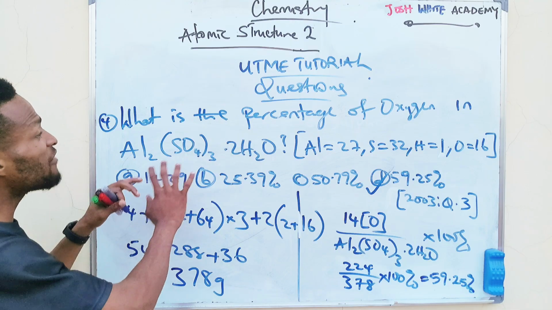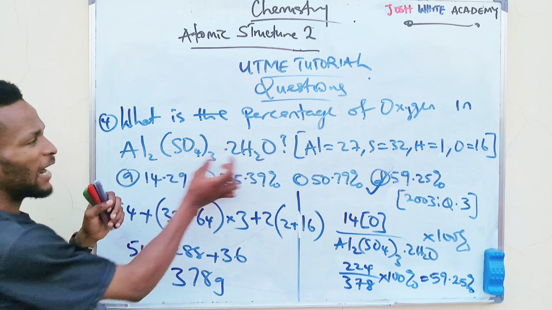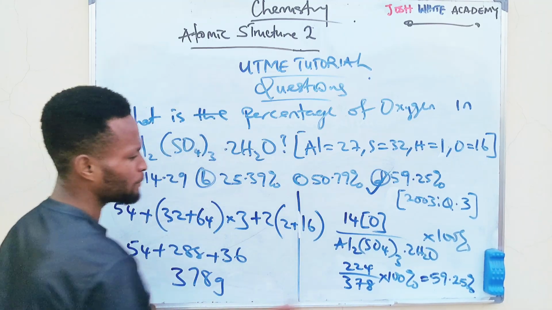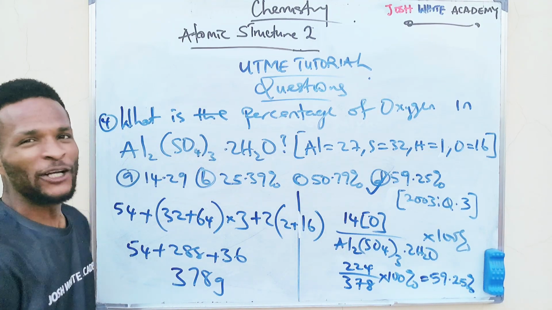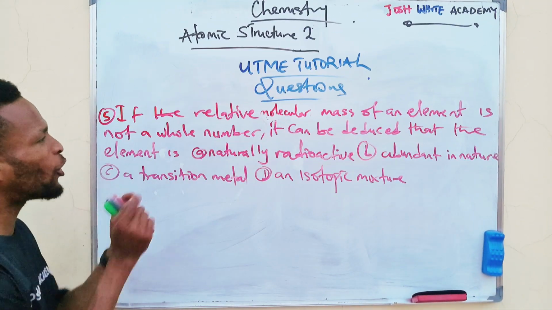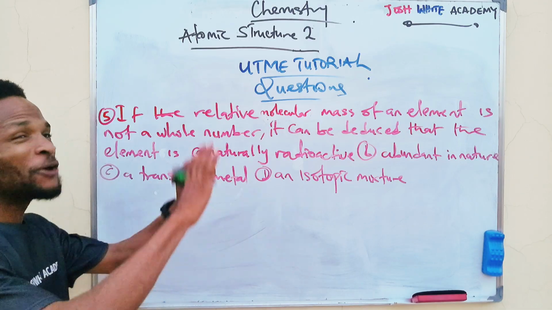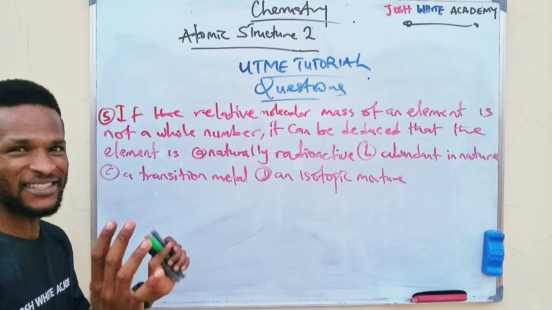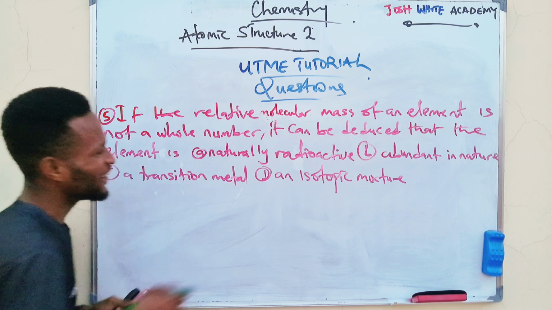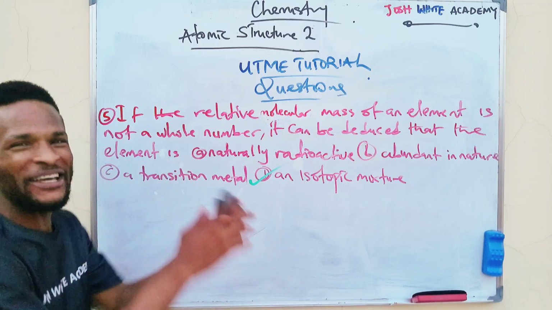So in this case, we have 4 oxygens here multiplied by the 3 outside, it will give you 12. And there are still 2 oxygens here. If you do the total of it, you will get 224 divided by our total multiplied by 100. So now let's go on to take the last question. If the relative atomic mass of an element is not a whole number, it can be deduced that the element is, remember I said to you, the reason why in your periodic table the relative atomic masses of elements are in decimal fractions, not whole numbers, is because of the presence of what? Isotopes. It means that that element is an isotopic mixture.